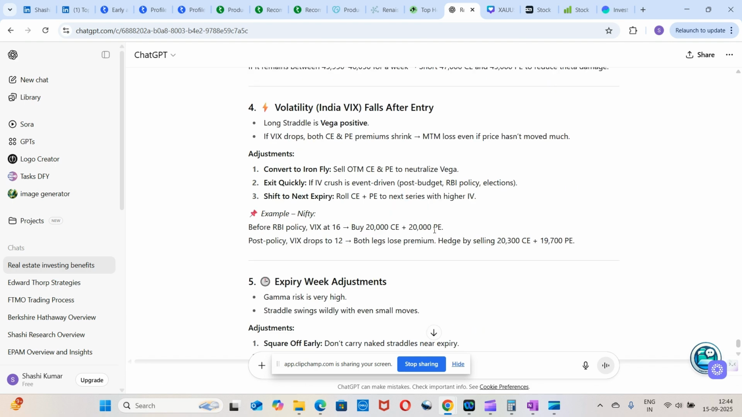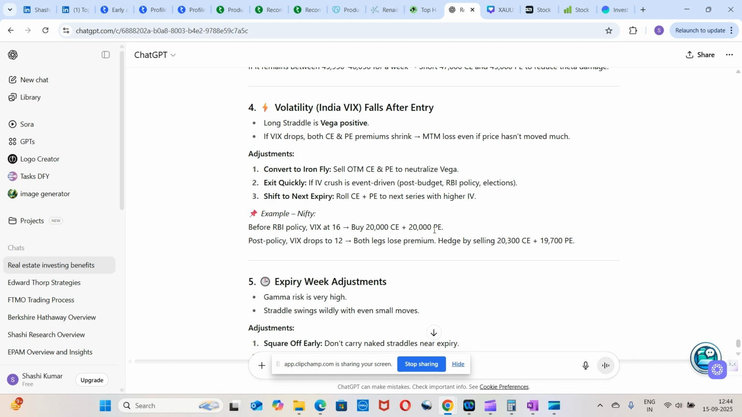A long straddle is Vega positive, so if VIX drops, both C and P premiums will shrink. That will bring losses, because even though there is no movement in the market, you will have an MTM loss. Price didn't move, but because VIX has dropped, the C and P premiums will shrink. So you bought at a higher premium and the premiums have shrunk, so you will be in loss. So you could again do the same thing.